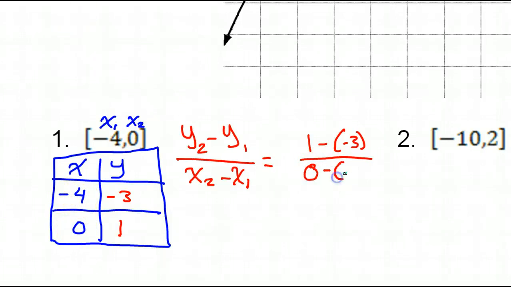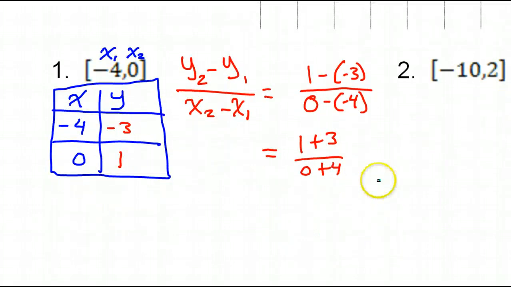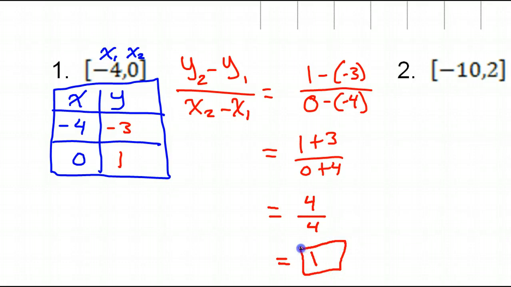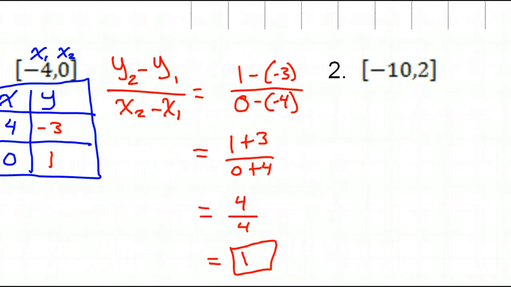So 0 minus -4. A good rule to use: if the second number is negative, put it in parentheses like I just did. Now hopefully you understand that minus a negative is the same thing as addition. So this is really 1 plus 3 and this is really 0 plus 4. So that's going to give us 4 over 4, which equals 1. So for number 1, the rate of change is 1. Let's move on.